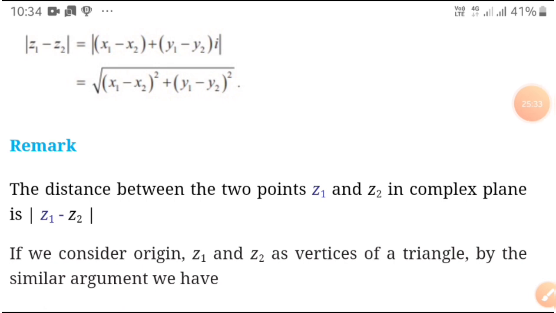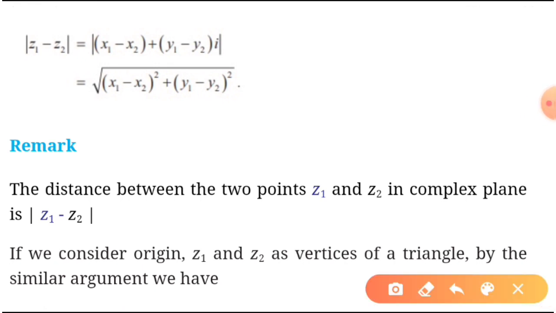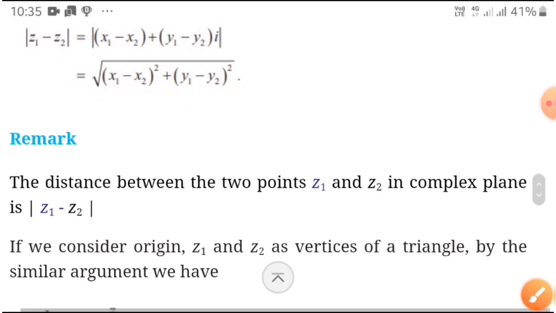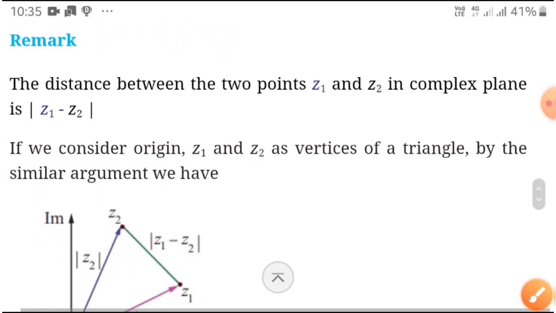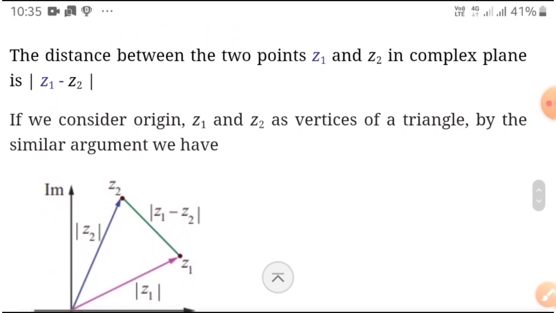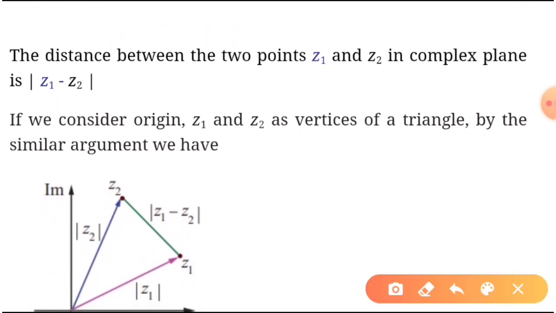Now we write modulus of z1 minus z2 is equal to modulus of x1 minus x2 plus y1 minus y2 into i. Now the real part square plus imaginary part square, the square root. Remark. The distance between the 2 points z1 and z2 in the complex plane is modulus of z1 minus z2.